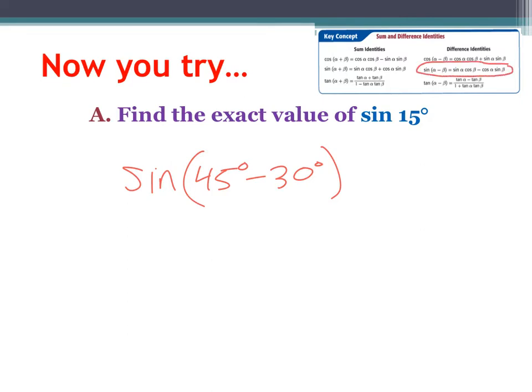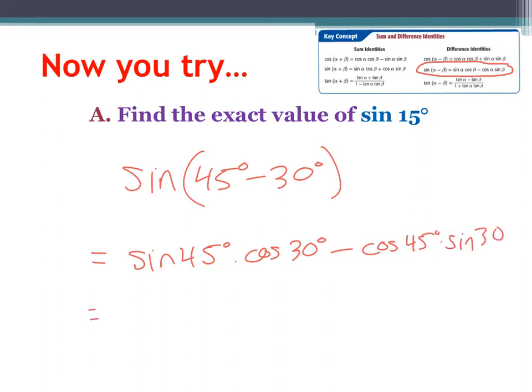And so if I write it out, that would equal the sine of alpha, which in our case is 45 degrees, times the cosine of beta, which is 30 degrees, minus the cosine of alpha, times the sine of beta, so sine of 30.